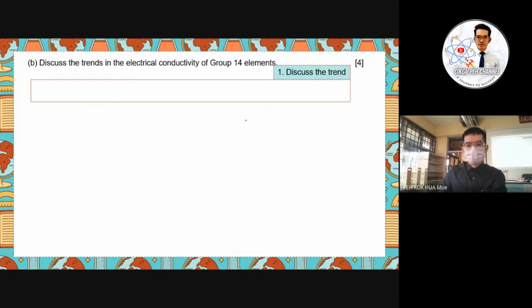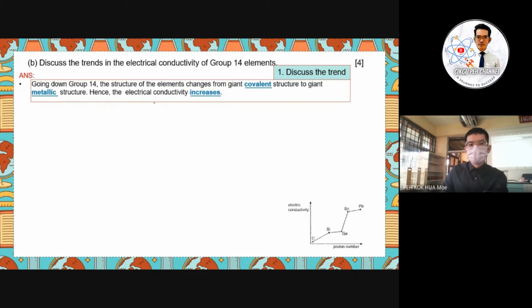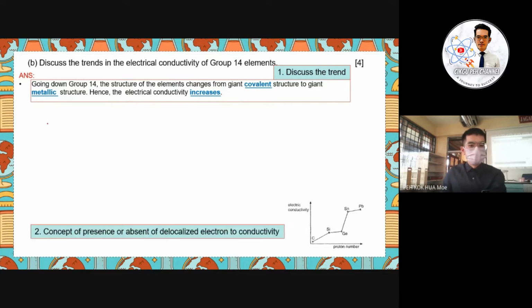The answer from the reference book is like this. Discuss the trend in the electrical conductivity in group 14 elements. So firstly, you have to discuss the trend. Going down group 14, the structure of the element changes from covalent giant to metallic, so the electrical conductivity increases. And then the second, in this reference answer, they only discuss the presence and absence of delocalized electrons for conductivity.